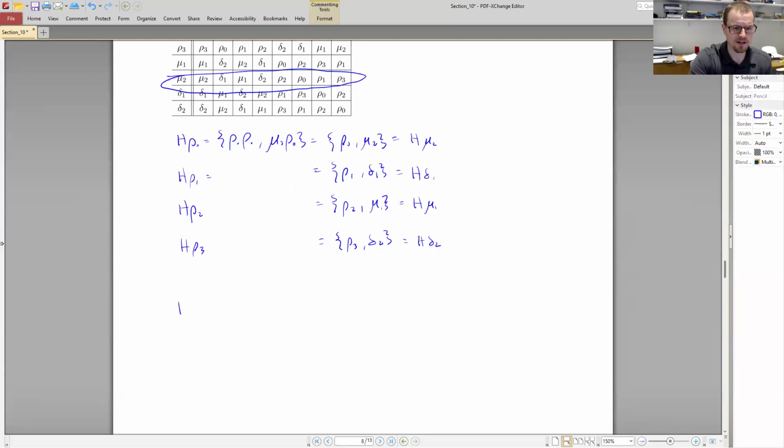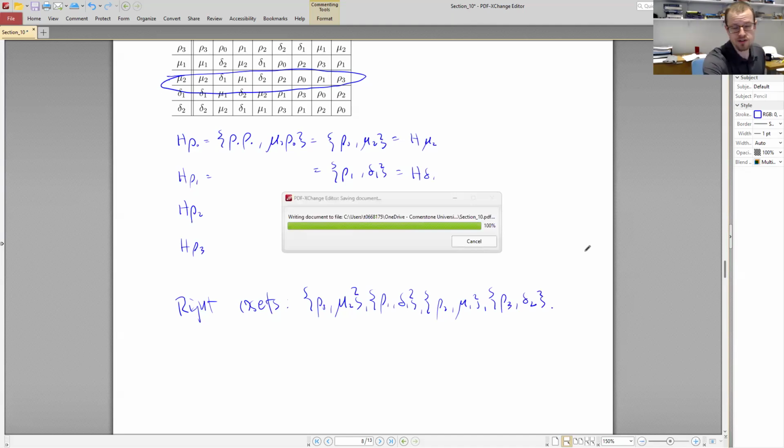So I'm able to identify the right cosets as row 0 mu2, row 1 delta 1, row 2 mu1, and finally row 3 delta 2. And we want to observe whether or not these two things are the same.